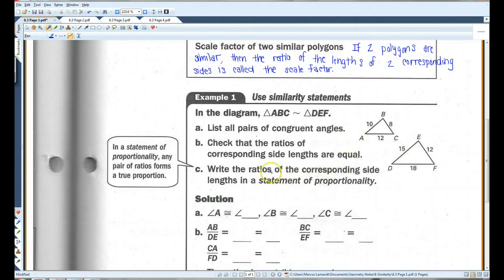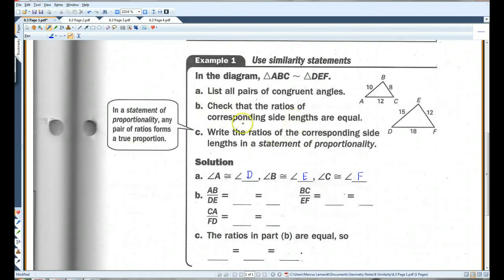Let's list all the pairs of congruent angles. Angle A corresponds with angle D, so these are congruent. Angle B corresponds with angle E, so these are congruent. Angle C corresponds with angle F. Alright?